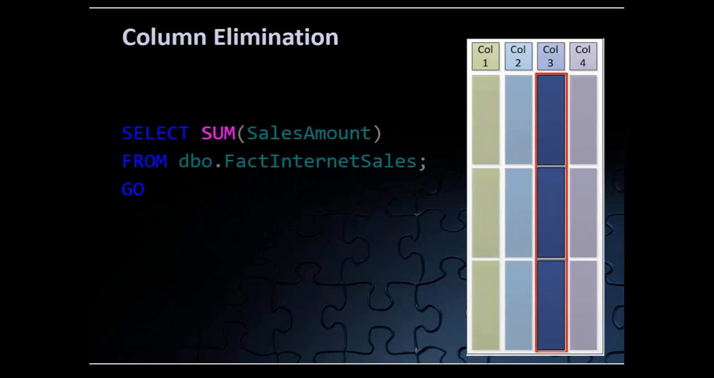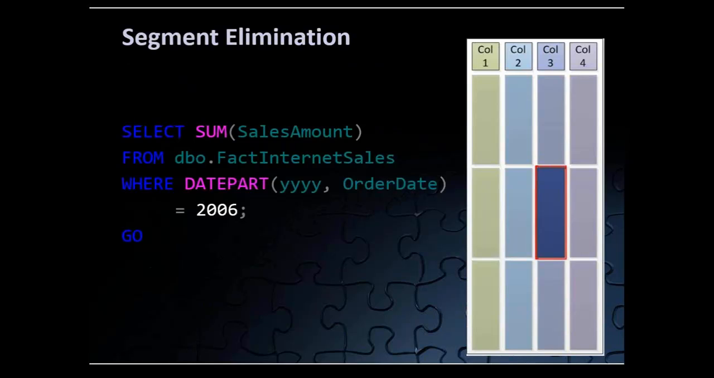Column elimination works like this. If we issue a query, in this case from the InventoryWorks database, select some sales amount from Fact Internet Sales, we're only looking at one column, the sales amount column, and so data will only be retrieved for that column. All the other columns will be completely ignored. So that's different to a B-tree index, where the data for the entire row needs to be read from the disk.